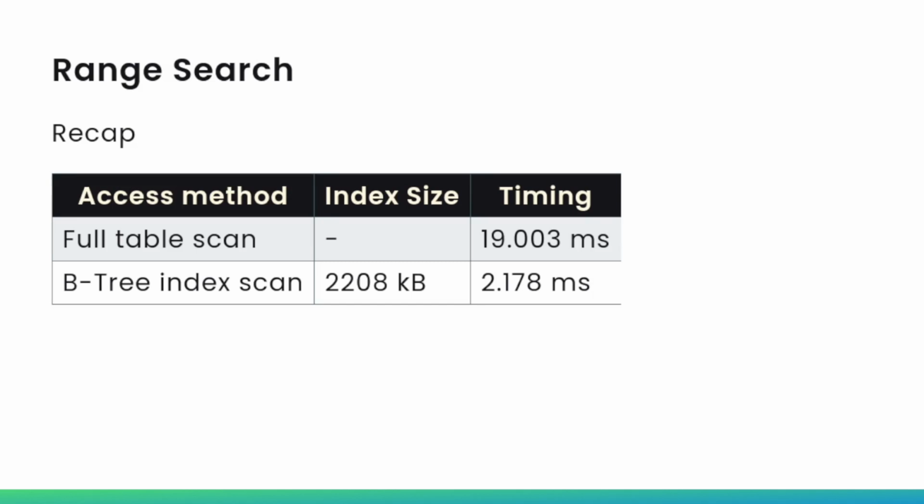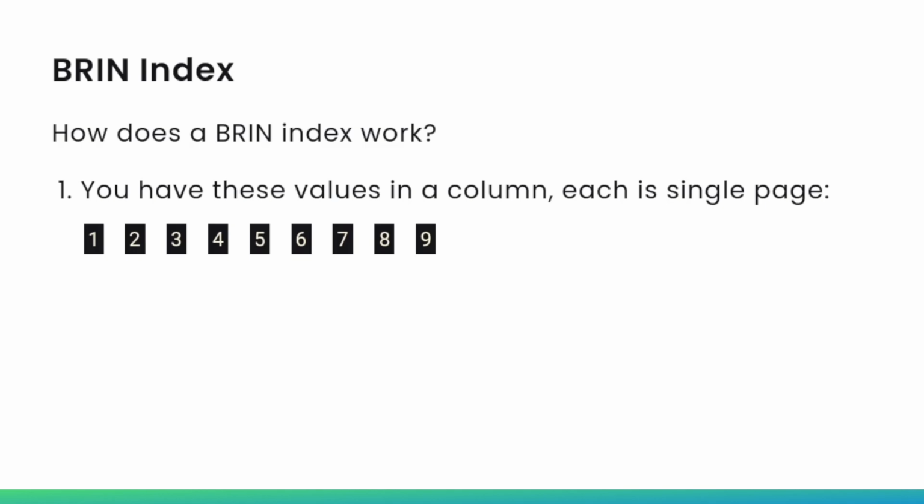But I want to take this opportunity and introduce to you another type of index, which I personally find very exciting, okay? So let's see how a BRIN index works. BRIN stands for Block Range Index, okay? So let's imagine we have these values, each one in a single page, okay? Because block range index talks about pages. We can have multiple rows in a single page, but for the sake of discussion, let's imagine that we have exactly one row in each page, and these are the values that we're indexing.